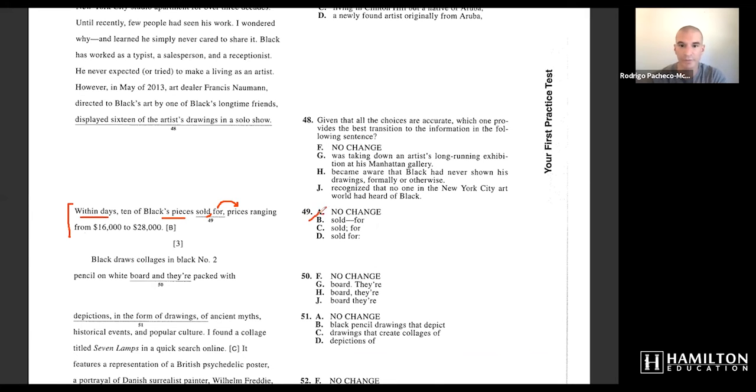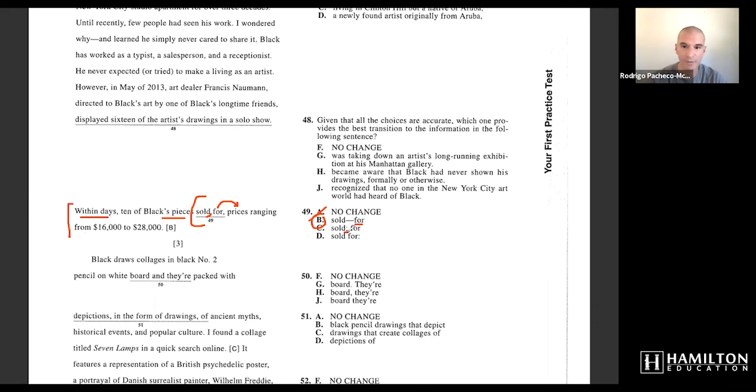Now, B is our correct answer. It gives us the correct placement of the preposition in relation to the punctuation. We have a single dash. And when we have a single dash, this functions a little bit like a colon in that it reveals information. And here that information is about how much these pieces sold for. Right, so they sold for prices ranging from $16,000 to $28,000.